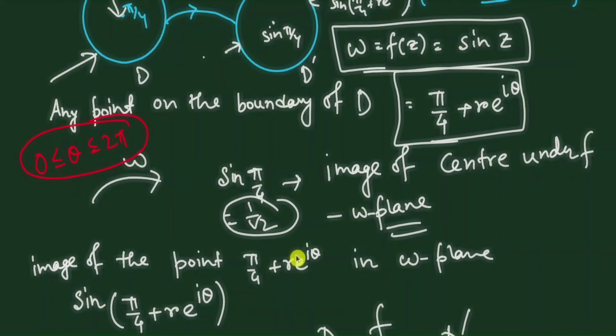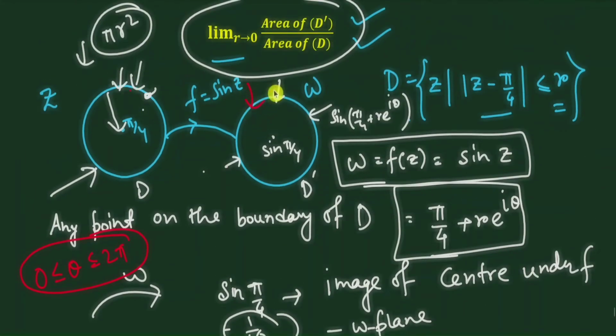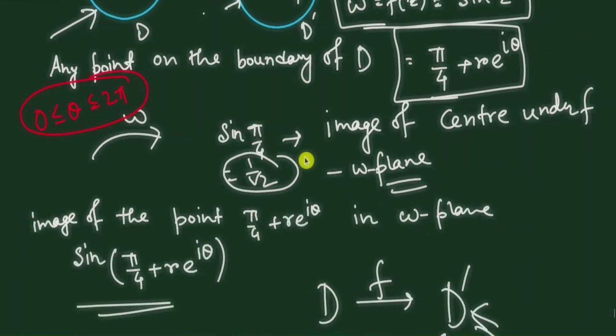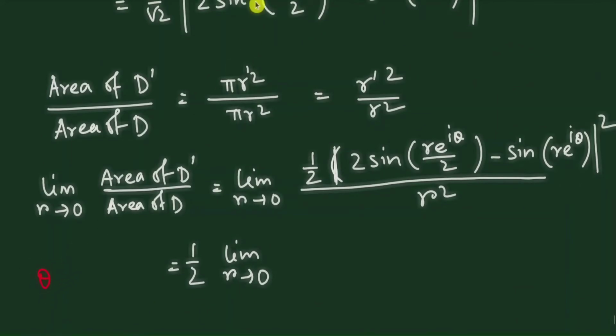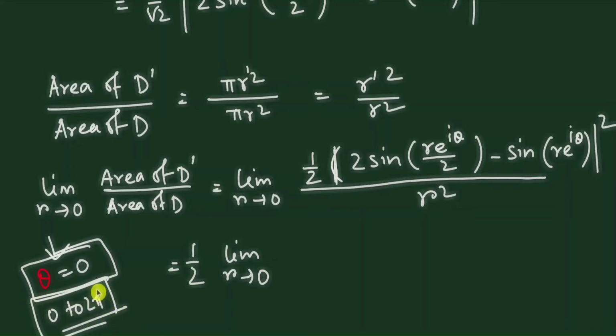This is the range of theta in this disk, and also in the image disk. So now if we put theta equal to 0, then there is no problem, since radius means the distance from the center to any point of the boundary, so we can put any value of theta between 0 and 2 pi. So we should fix the value of theta at theta equal to 0.